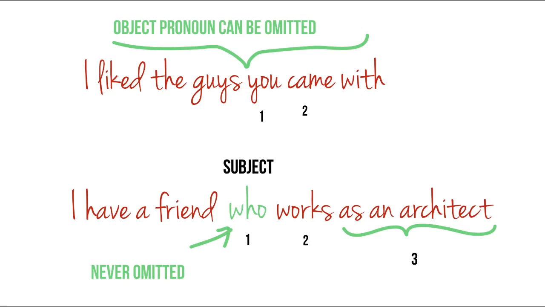So you can say, I like the guys who you came with, or I like the guys you came with, omitting object pronoun. But in the second sentence, only one variant is possible. I have a friend who works as an architect.